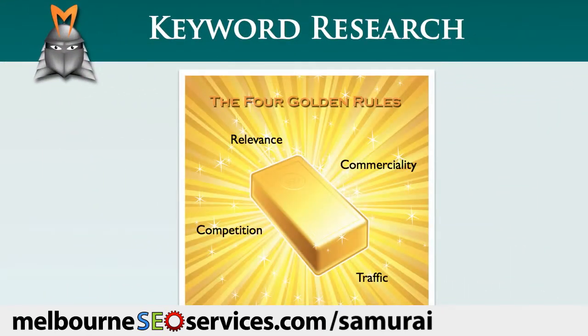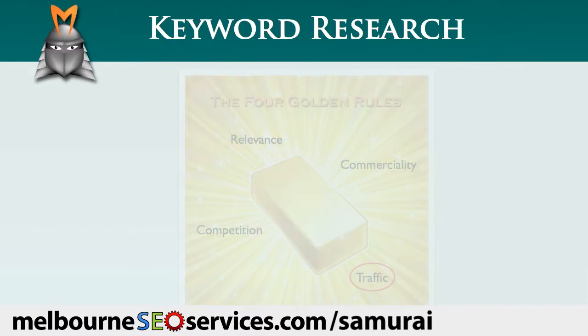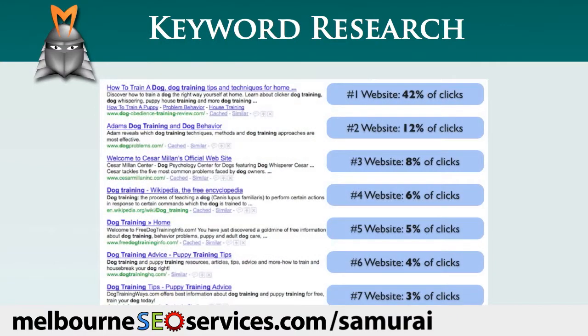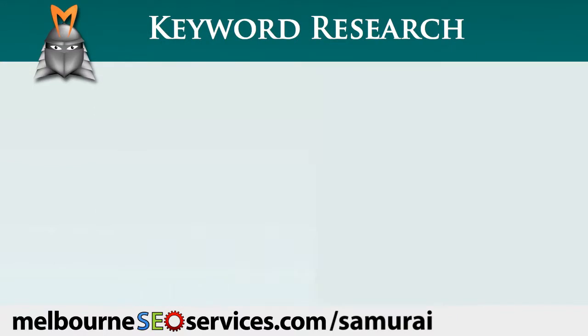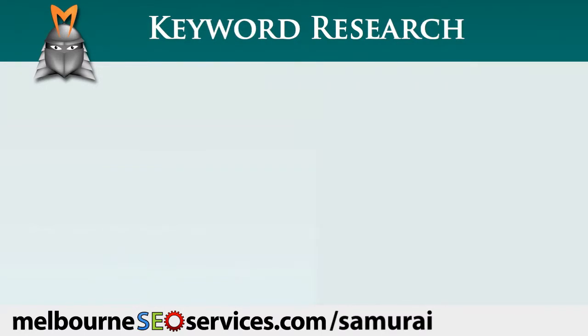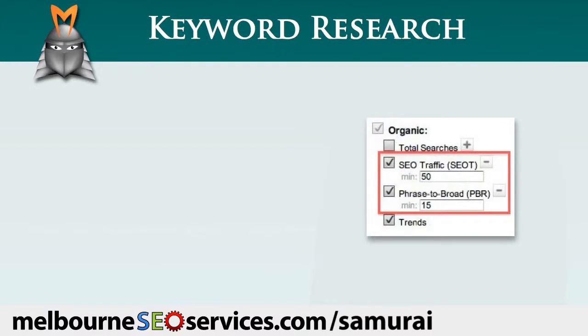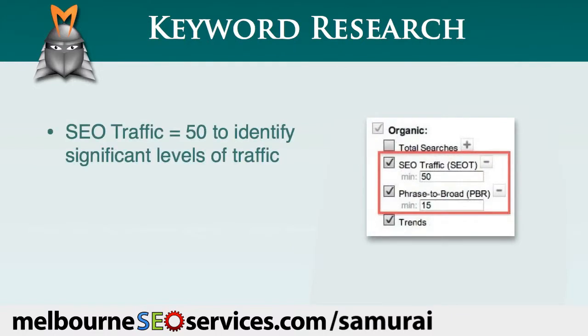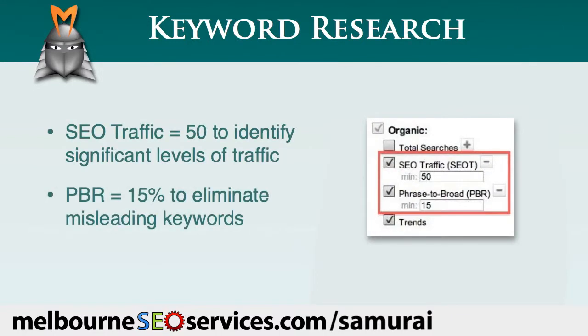So in this video, we took a look at the second golden rule of keyword research, traffic. We clarified the difference between searches and traffic. Then we examined each of the organic traffic analysis tools in Market Samurai. And finally, we saw that by setting an SEO traffic filter of 50 and a PBR filter of 15, we can identify keywords that have the potential to deliver significant traffic to our website.